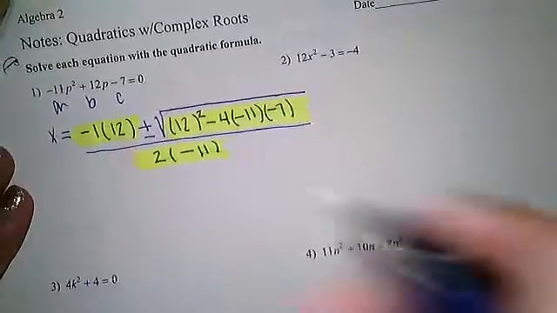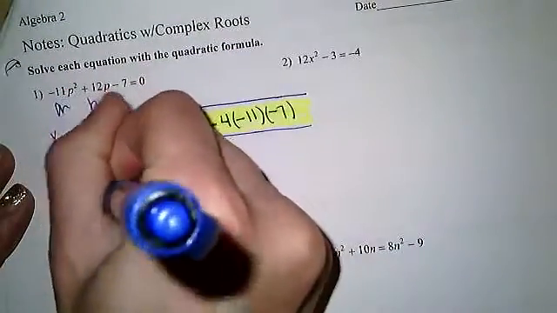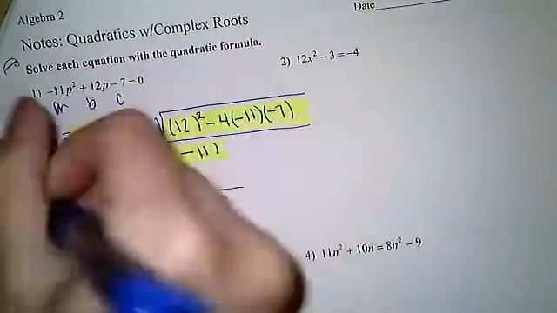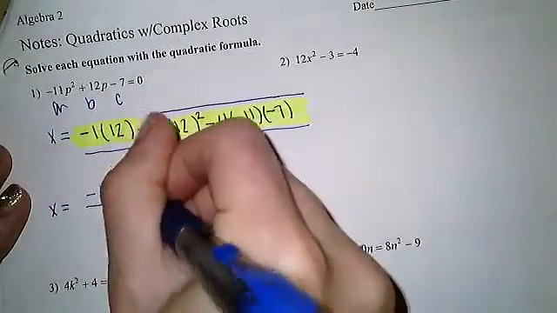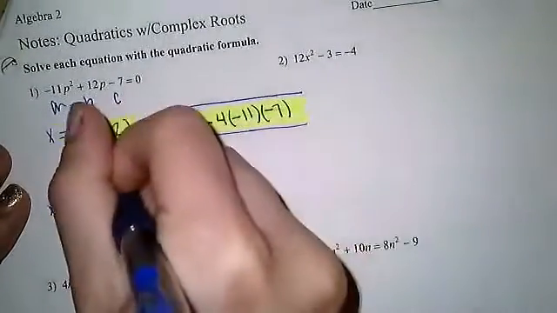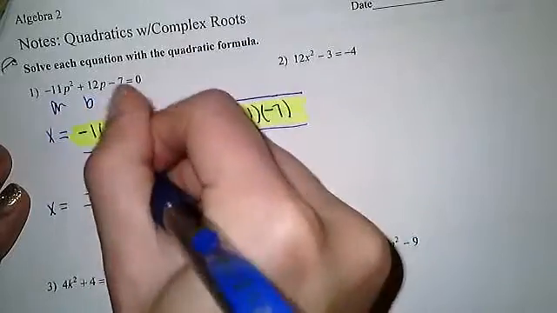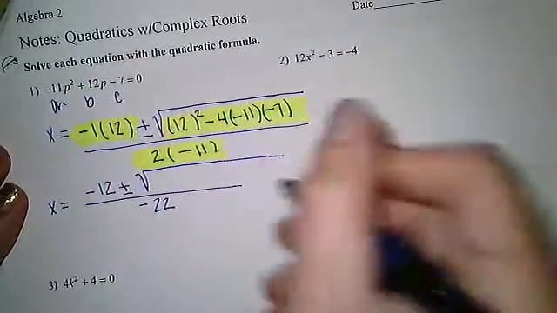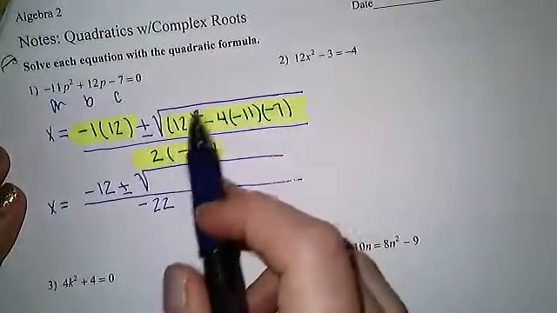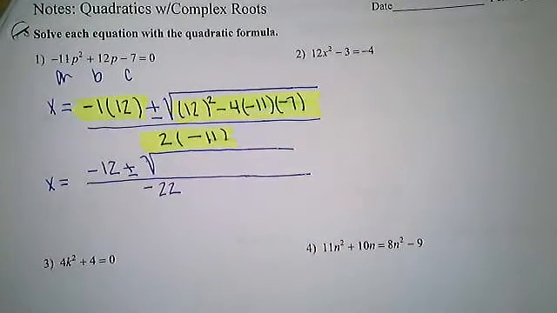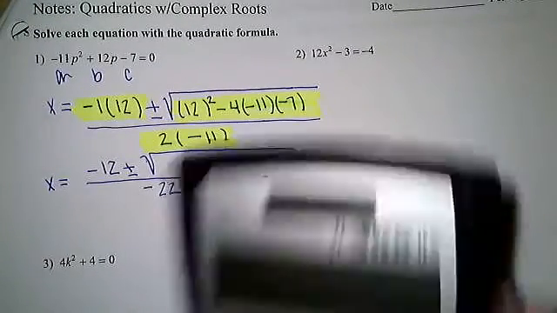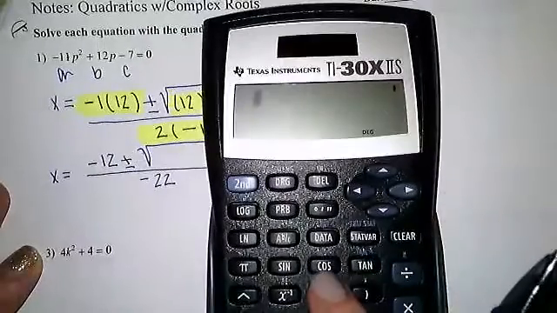So negative 1 times 12 is negative 12. I like to do the top and bottom first because they're easier. 2 times negative 11 is negative 22. If you didn't have a calculator and you were doing PEMDAS, you would square this, multiply these together, and then combine my terms. You can see that in a previous video that I've recorded about quadratic formula.